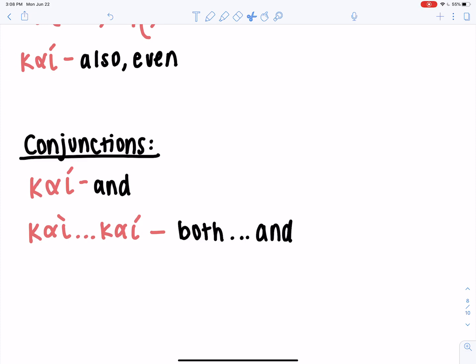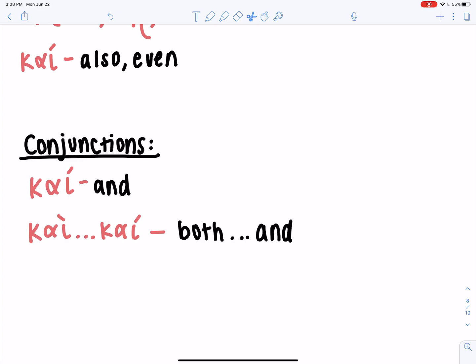Well, remember what we learned about graves. They're going to appear on the ultima if that word initially had an acute, but it's followed by another word with no punctuation in between them. So when you're using a correlative, you know that there's going to be words in between, right? So that first kai has to be followed by some words, otherwise that ellipsis wouldn't be there.